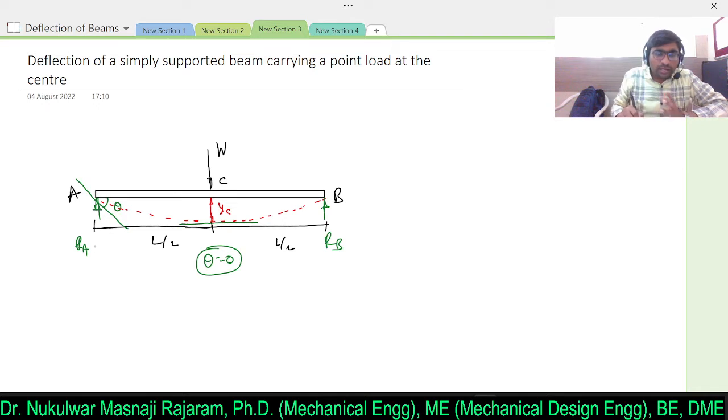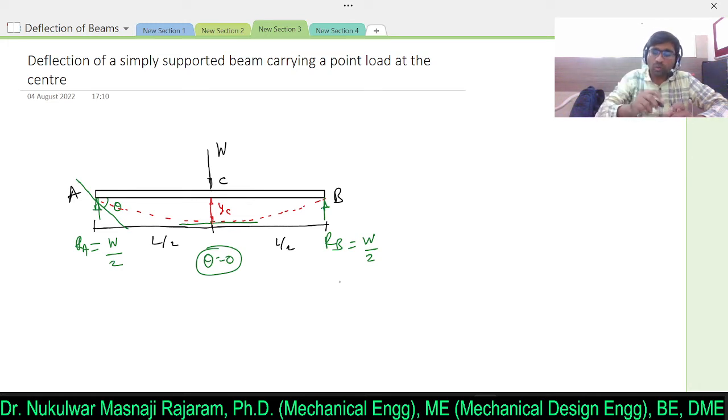As we learned how to find the shear force and bending moment, I can say that if a single load is acting at the center, then definitely RA will be W by 2 and RB will be W by 2. It's very easy. You can take moments also, or summation of Fx equal to 0 and summation of Fy equal to 0, and if you take the moment, you will get the values of RA and RB.